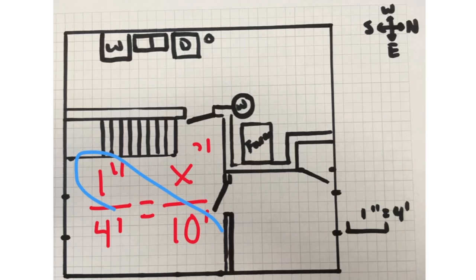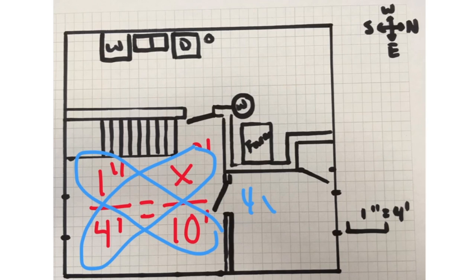Cross multiply. 4 times x is 4x. 1 times 10 is 10. Now I just got to solve this equation. Divide both sides by 4 so that x is equal to 10 divided by 4, which is 2.5 inches. So if I decided to put my hot tub in this drawing and in my basement, I'd have to draw it 2.5 inches by 2.5 inches.